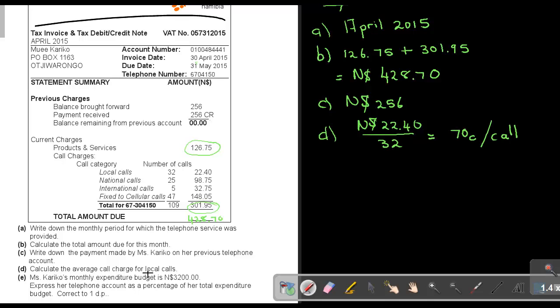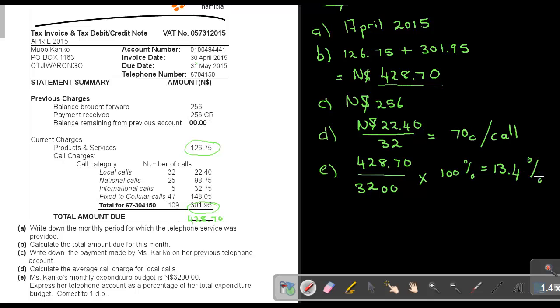Mr. Kariku's monthly expenditure budget is 3,200. Express the telephone account as a percentage of her total expenditure budget, correct to 1 decimal place. So what was the telephone account? Can you remember? It's this one or that one. So we will just take that value and put it over her salary. And then we make it a percentage by multiplying with 100%. And that will give me an answer of 13.4, that's correct to 1 decimal place.